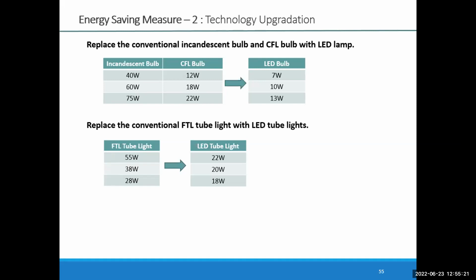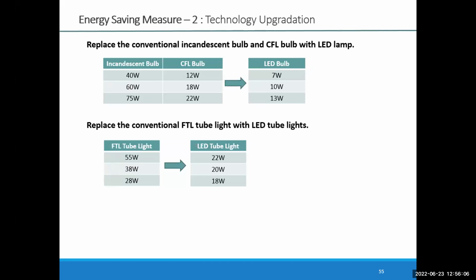For example, the luminous efficacy of an incandescent bulb is just 50. So how many lumens can a 40 watt incandescent bulb give? 40 multiplied by 50. That is 2000 lumens of light it can give for an input of 40 watts of energy. Whereas a CFL bulb of 12 watts can give the same lighting with 12 watts. And an LED bulb is more efficient than a CFL bulb, and it can give the same lighting in 7 watts itself.